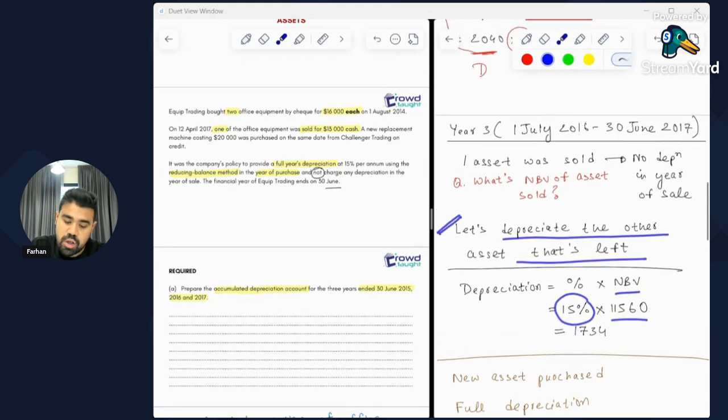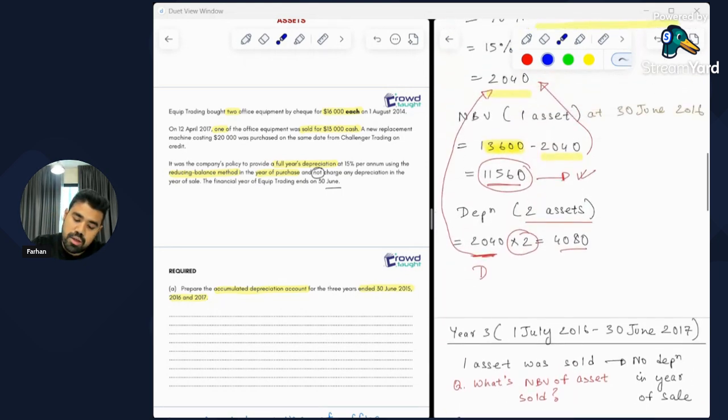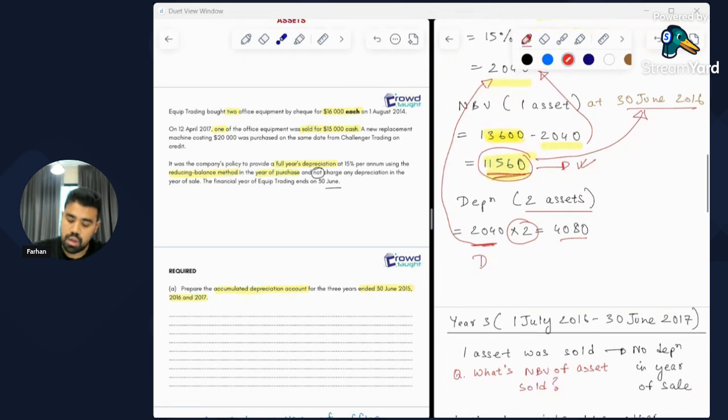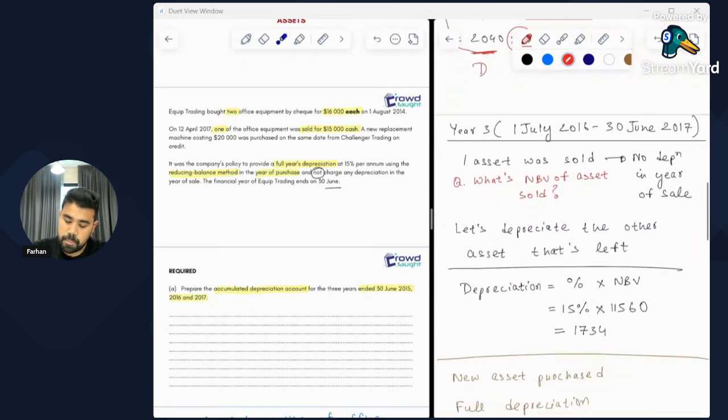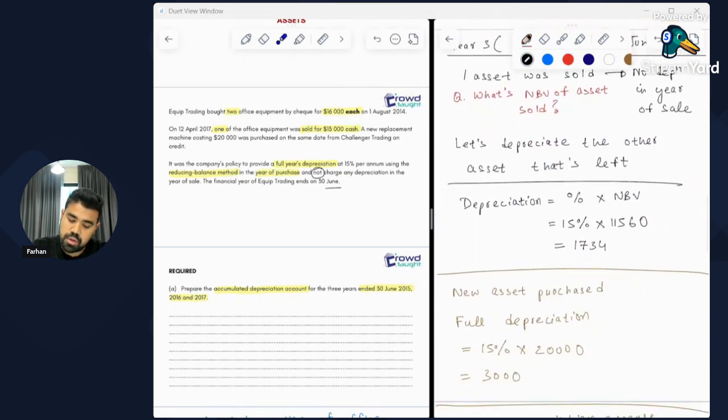So let's just cross-check that again here. Net book value at 30 June 2016 is 11,560. So depreciation for this other asset that is left is simply applying the given percentage of 15% to the net book value of 11,560, which gives us $1,734.